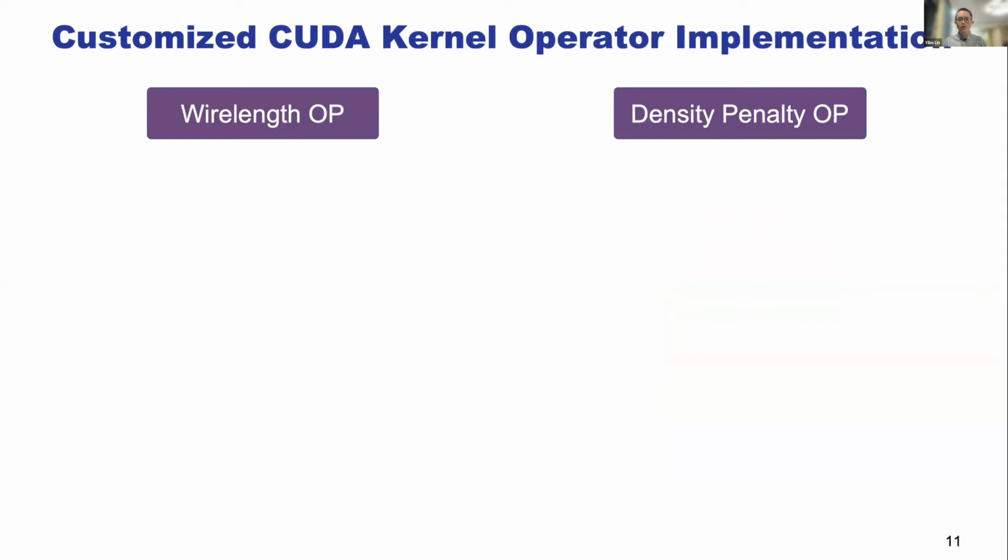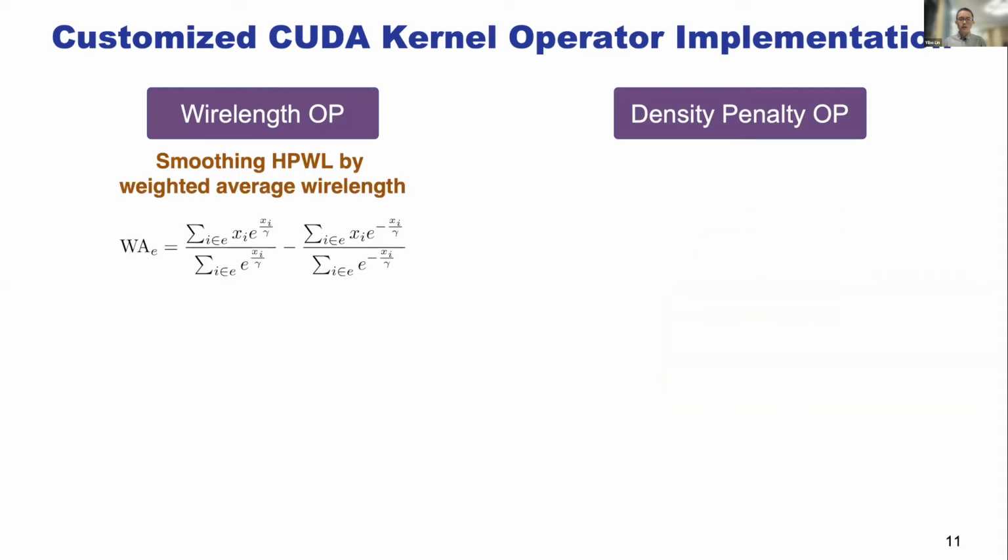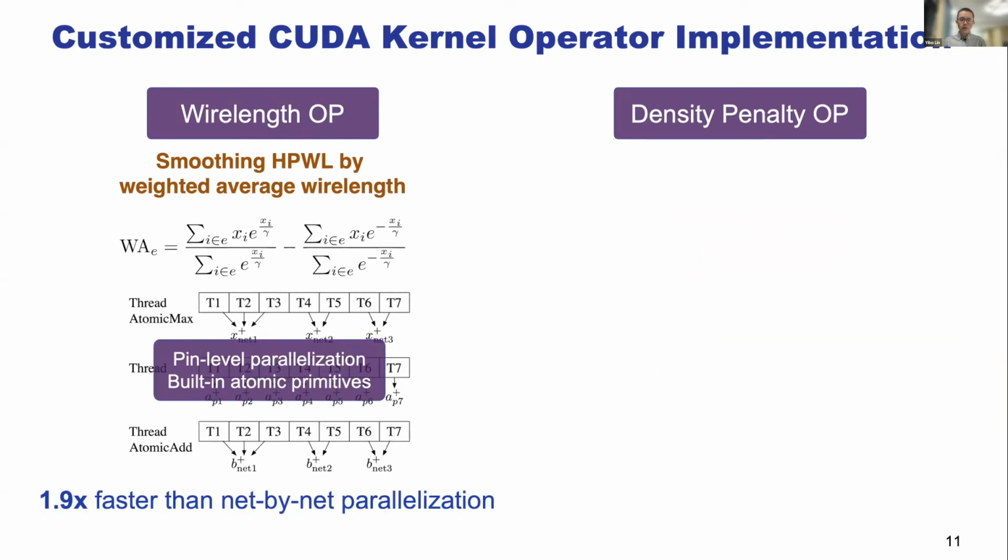To implement the placement engine, we need to develop customized kernel operators for wirelength and density computation. The efficiency of these operators is very critical to the overall efficiency of the placer. The weighted average wirelength model is adopted to approximate the half-perimeter wirelength, which is rather complicated to compute for the objective and its gradient. We develop a pin-level parallelization with CUDA atomic operations and achieve a 1.9 times speedup over the naive net-by-net parallelization.